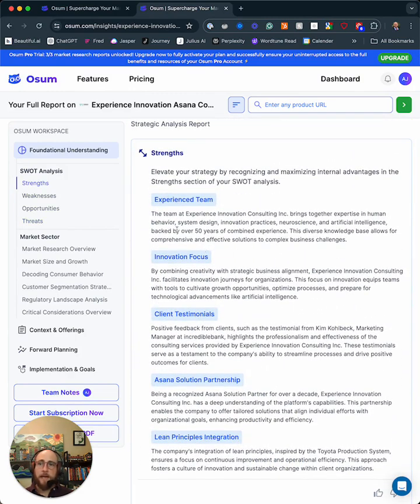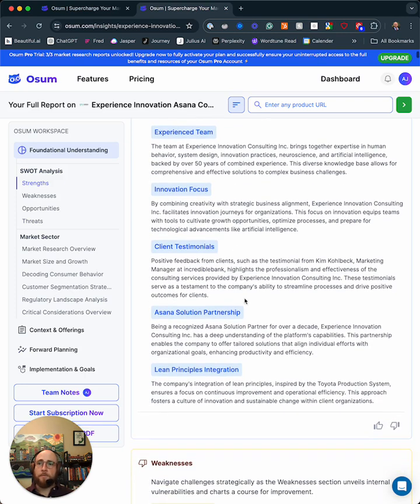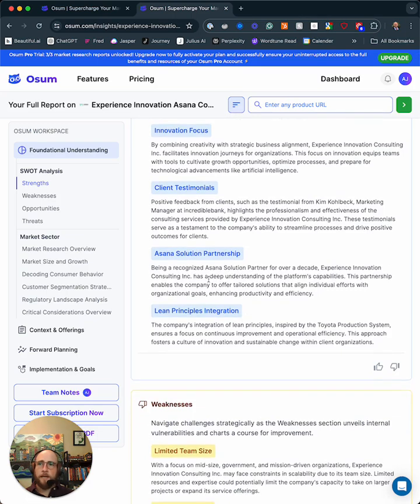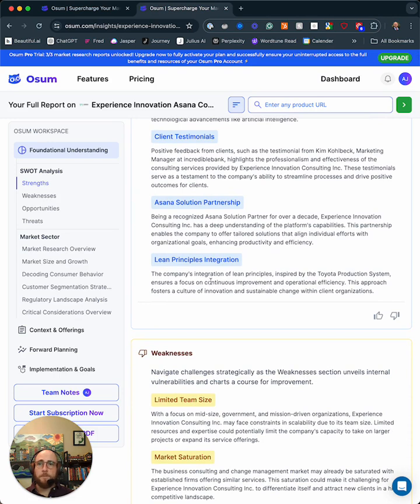This is fairly accurate. They've done a great job of combing and scraping our website, understanding who our team is. We have great client testimonials. Thank you for that. Awesome. They do recognize our solution partnership with Asana. Good. And they call out our integration of lean principles, specifically aligned with the Toyota Production System. All good. These are all things that I would expect so far.